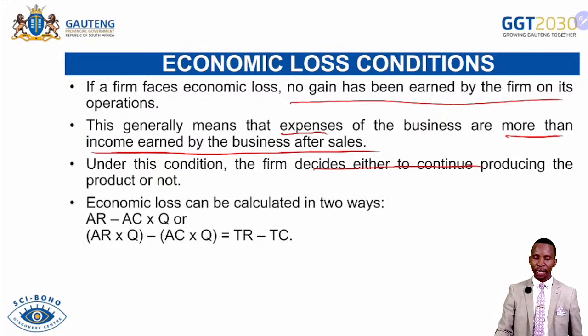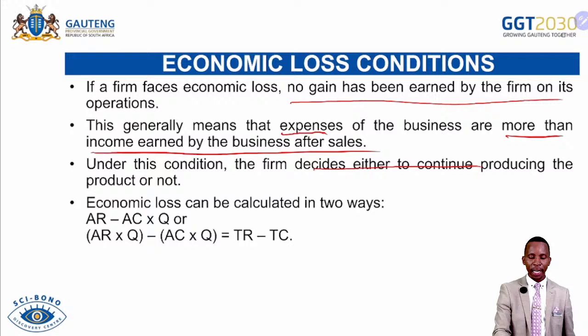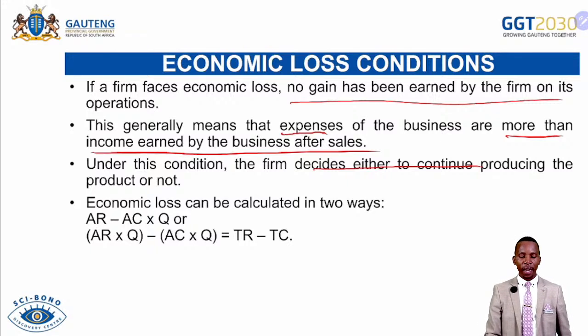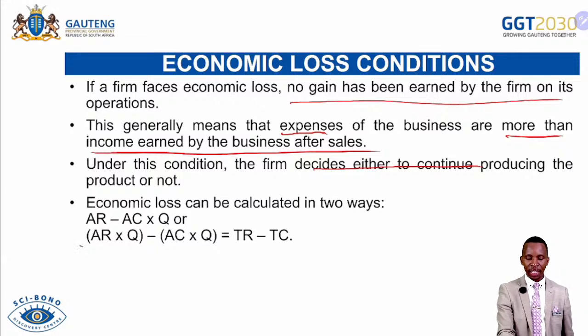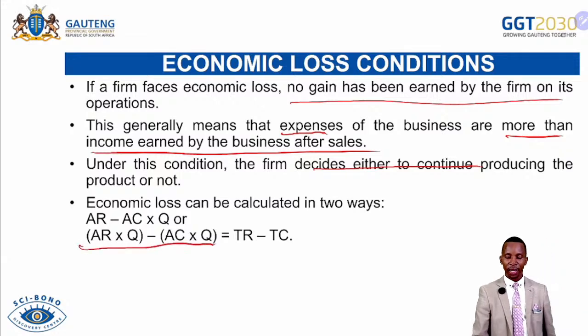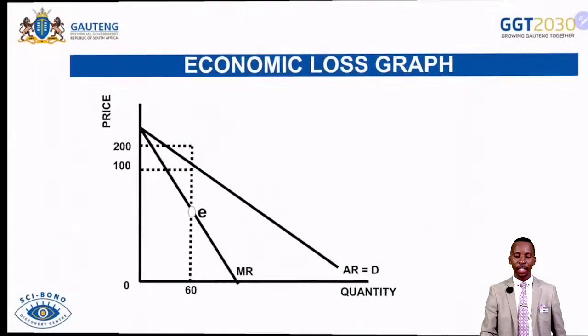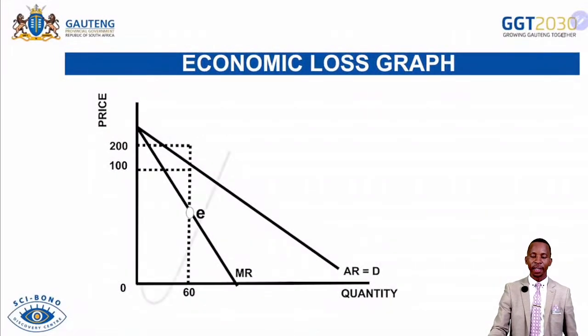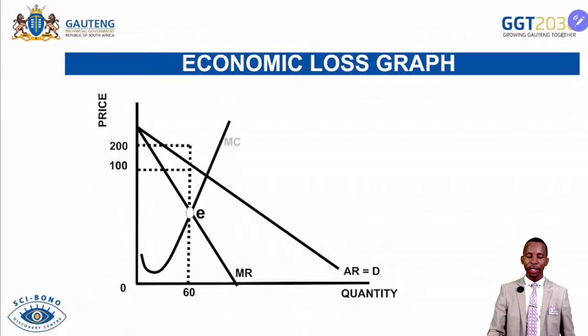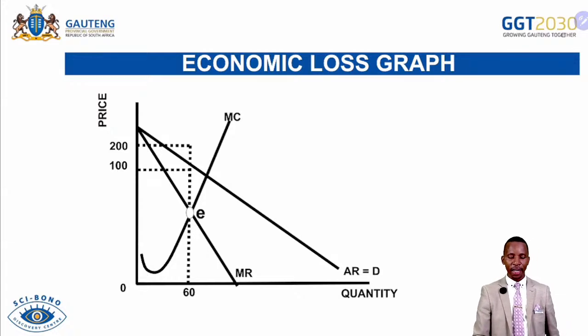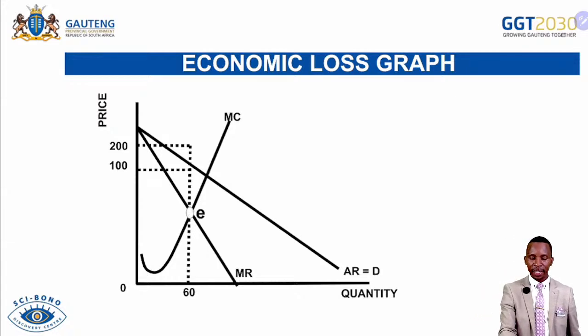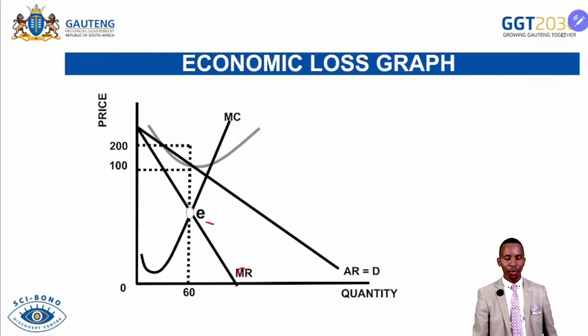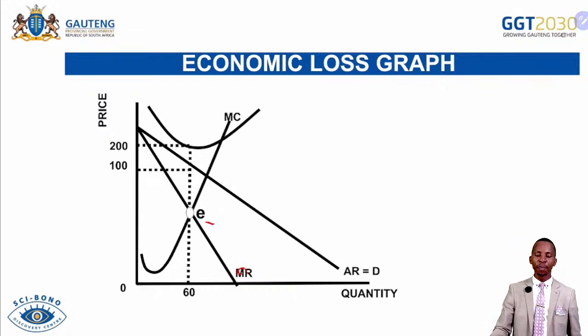Economic loss can be calculated in these two ways. We say loss equals (AR minus AC) times Q, or loss equals TR minus TC, which is generated in this formula. And then this is the economic loss indicated here. And then let's see, MC comes in with the labeling as usual. You see as MC intersects MR, we maximize profit at that point, and then we continue. AC comes in indicating whether the firm is making economic loss or profit.